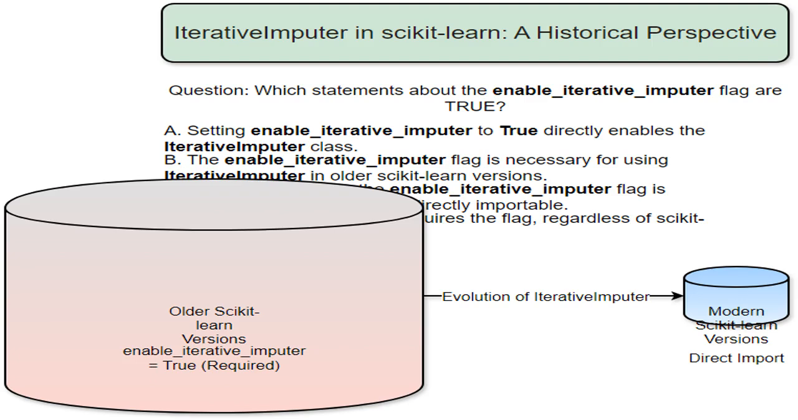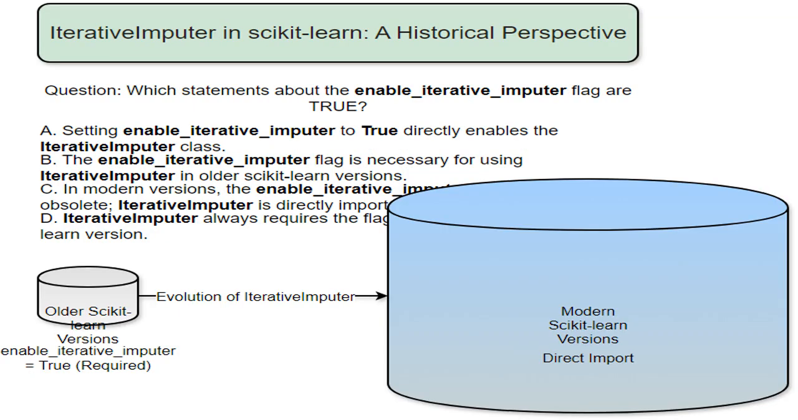I see the evolution of the iterative imputer is the central theme here. Initially, it was an experimental feature, meaning it wasn't fully integrated into scikit-learn. You had to explicitly activate it, like flipping a switch, using a flag. Think of it like a beta version of a software. You needed a special code to access it. Now, it's a fully supported part of scikit-learn. No more special activation needed. In modern versions, you can simply import and use it directly. That's what direct import means. No more fussing with flags. It's like graduating from a beta program to a full release.